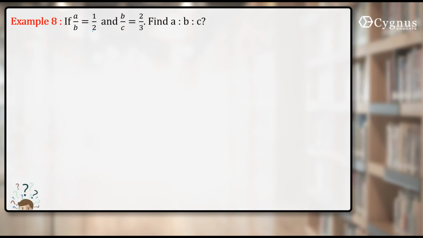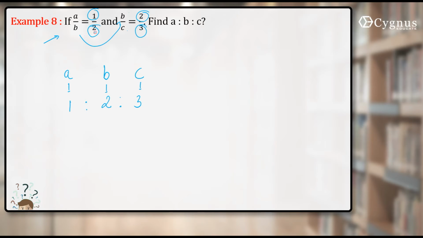A by B is given equal to 1 by 2, and B by C is given equal to 2 by 3. Now what does it mean? If A is 1, B will become 2. And whenever B is 2, C is 3. So look at the common term here. It's B. It's already same here. B is 2 here, B is 2 here. So how do we interpret these two statements? I can say that when B is 2, A will become 1 and C will become how much? 3. So whenever B is 2, A will be equal to 1 and C will be equal to 3. So what's the answer? 1 is to 2 is to 3.